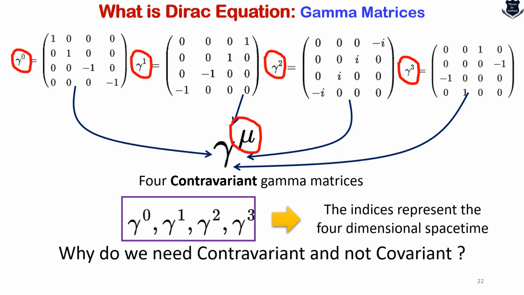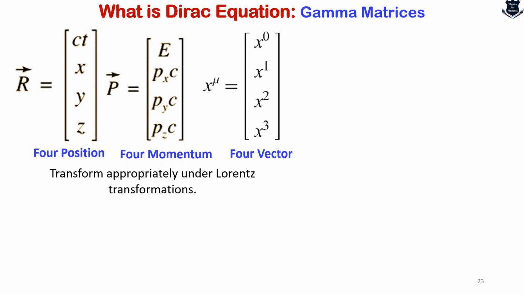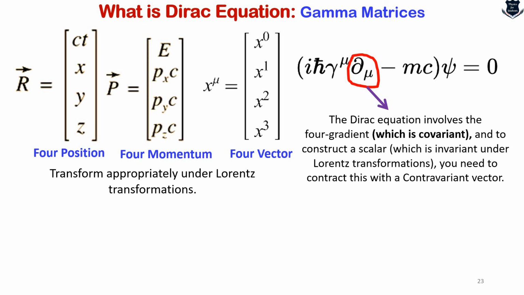Now you might have a question which I am going to answer: why do we need a contravariant and not a covariant? For this, there is a concept called relativistic invariance. There are certain things which actually do not change, and we are going to look into that next. Those who are aware of the special theory of relativity know that 4-position, 4-momentum and 4-vectors transform appropriately under Lorentz transformation. This is the basic idea of special relativity. And how do they transform? They transform contravariantly. So if I take this equation, you see there is a del mu with the index in the lower position, which means it is covariant.